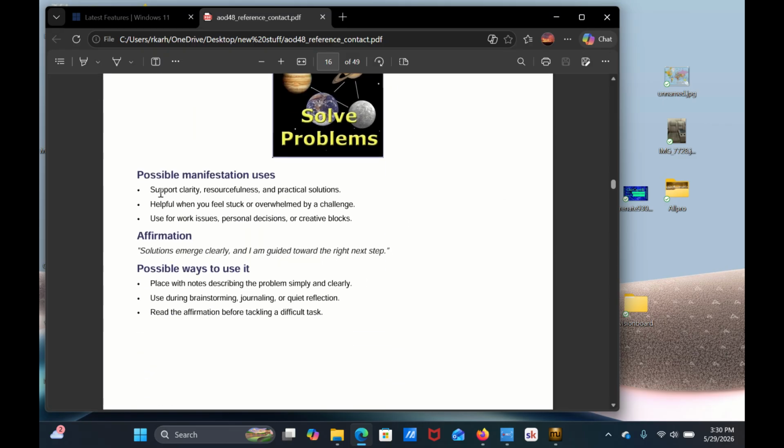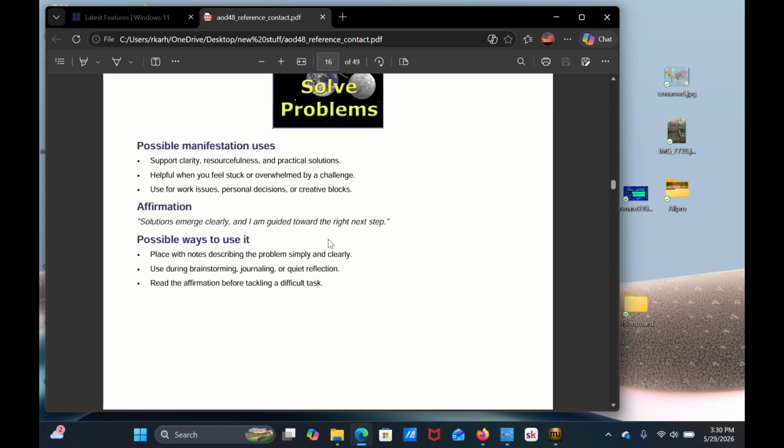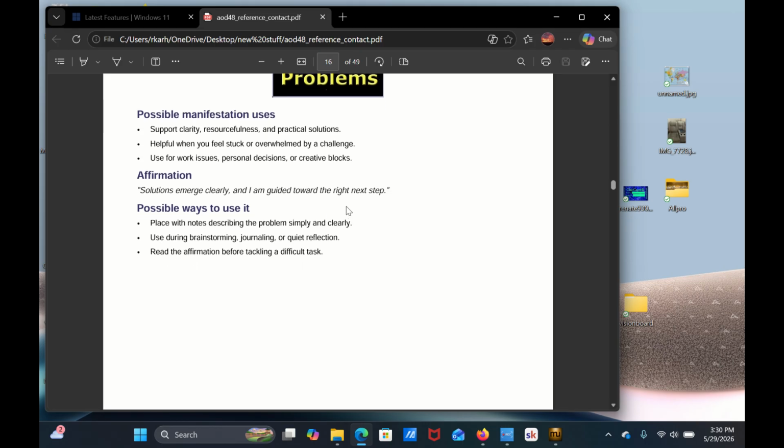Solve problems. Support clarity, resourcefulness, and practical solutions. Helpful when you feel stuck or overwhelmed by a challenge. Used for work issues, personal decisions, or creative blocks. Affirmation. Solutions emerge clearly and I'm guided toward the right next step.